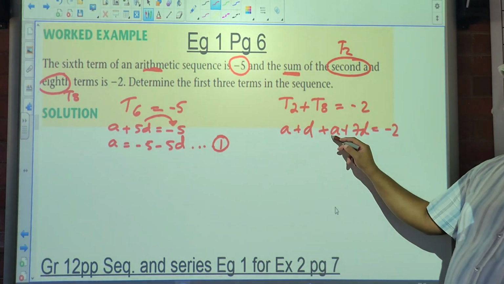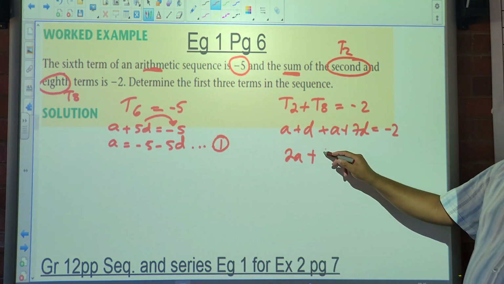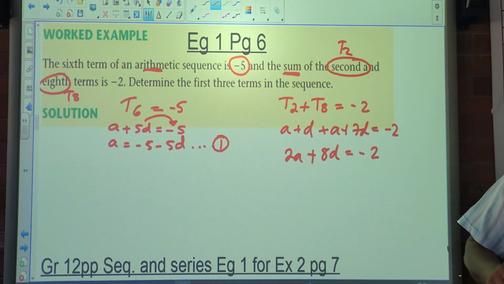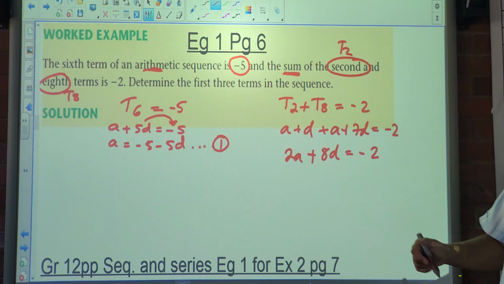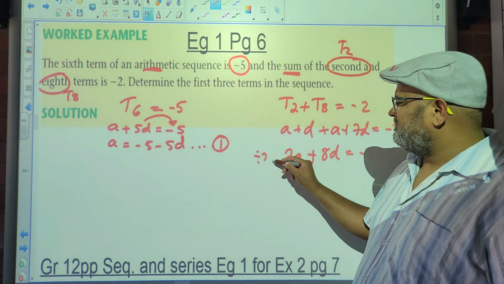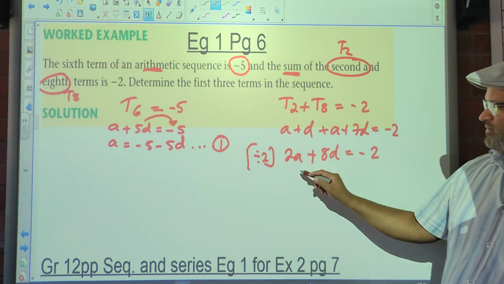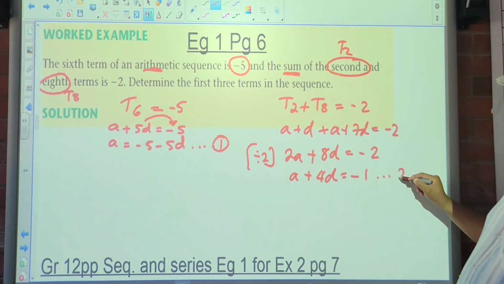So what's a plus a? Nice, 2a. d plus 7d? 8d is equal to -2. Can I simplify this a bit? Can you divide by 2? Yes. Or you could have left it like that. It would make no difference. It's just that the sum will be a bit bigger to work with. It's not that big of a deal. So it is a plus 4d is equal to negative 1. And this is equation 2.